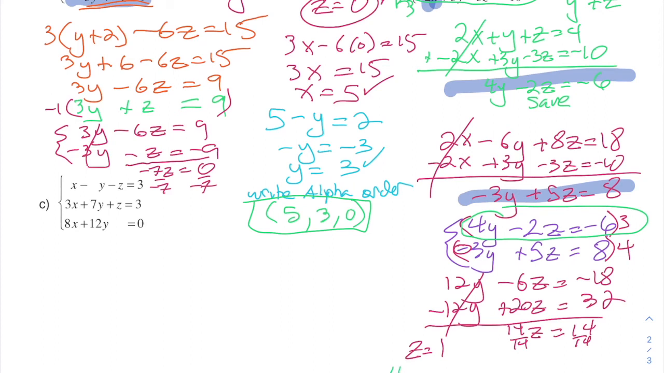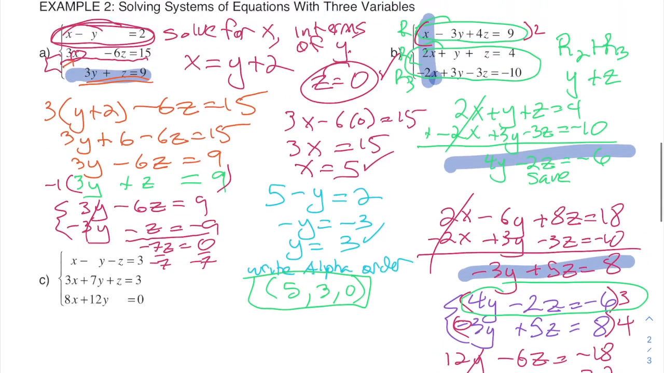So I have 4y minus 2 times 1 is equal to negative 6. 4y is equal to negative 4. Y is equal to negative 1. Okay, so I have z, I have negative 1. I just need to find x.